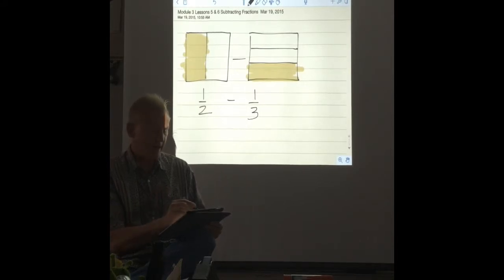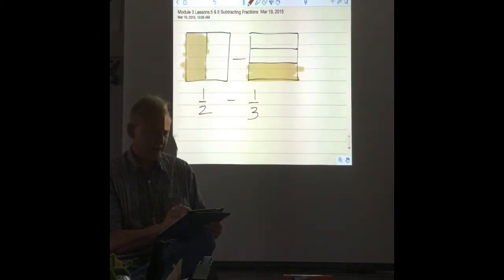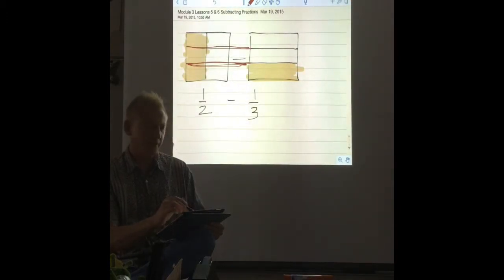We're going to take our lines, and let me change my color here. So we're going to take this line that goes from here, and we're just going to scoot it over like that, because we're going to make the what? The same bottom number. We're going to go like that, and then we're going to take that middle line from the half, and we're going to go like that, right?